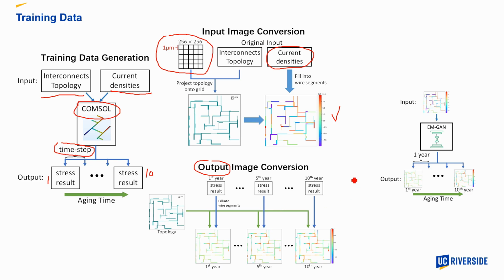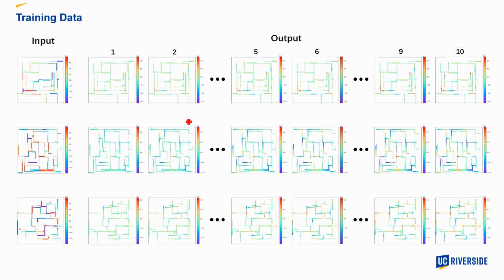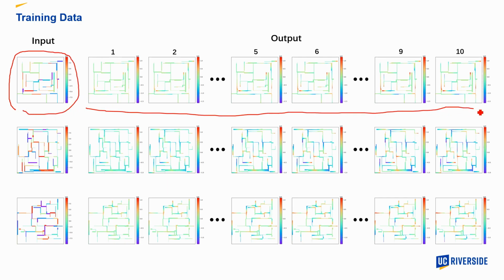Now we have transformed both input and output data into images so that we can leverage the EM-GAN model to learn the transformation from the input topology to the output stress maps. We finally generated 2,500 random topologies for the training set, and these are some examples. As you can see, for each input topology image, there are 10 output stress maps corresponding to it.